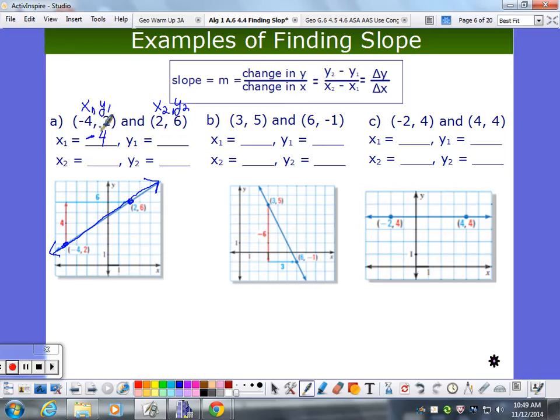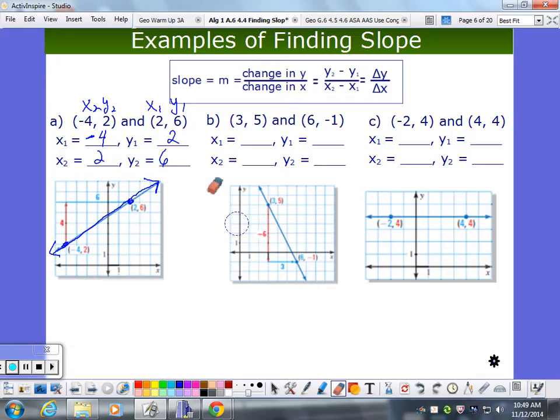And what's y1? Right, it's just this value. And then what's x2? And what's y2? Now what would have happened? Is this allowed? What if I would have said, I want this one to be x1, y1, and this one to be x2, y2? Yes, you can. It does not matter which one is x1, y1, and which one is x2, y2, as long as your ones match up and your twos match up.